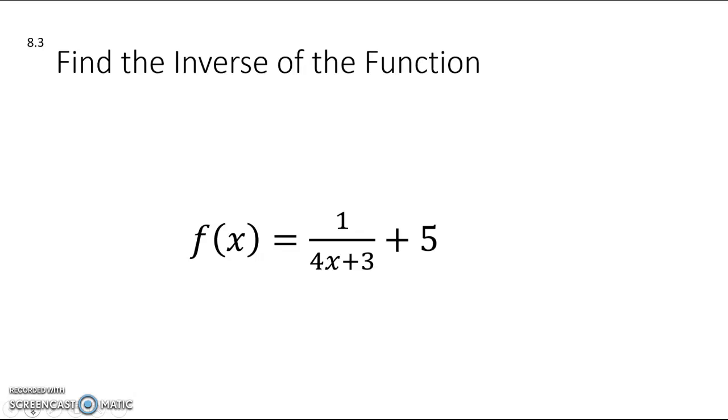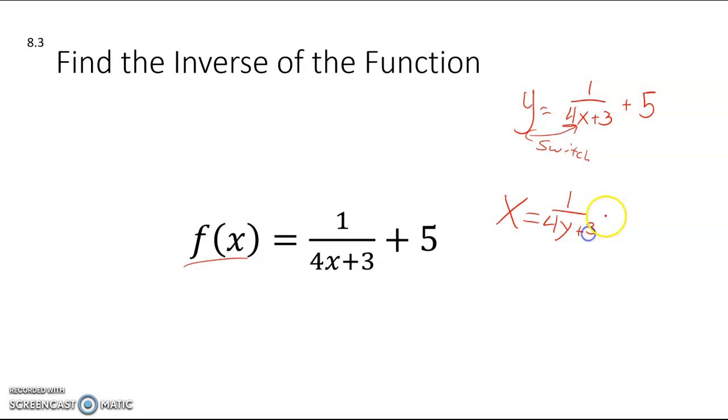So find the inverse of this function here. I've got f of x is equal to 1 over 4x plus 3, plus 5. First thing I'm going to do is replace this f of x with a y. So I've got y equals 1 over 4x plus 3, plus 5. These y's and x's are going to switch positions. So on the outside here, I'm going to write x is equal to 1 over 4y plus 3, plus 5, because again, I just swapped the positions.